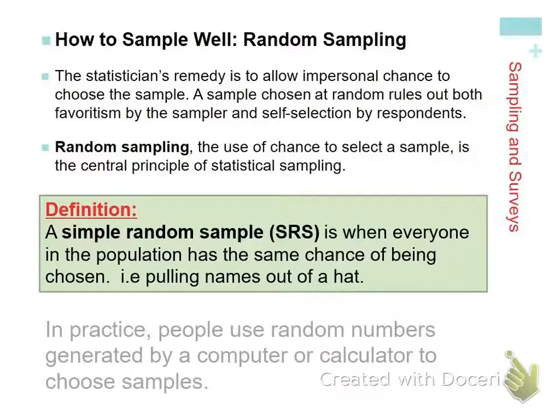The easiest way to decide which participants should be in your observational study is what's called a simple random sample, and a lot of times called an SRS. That's where everyone in the population has the same chance of being chosen, regardless of whatever. And the most basic form of an SRS is just pulling names out of a hat, right?